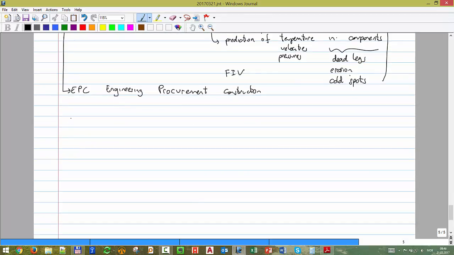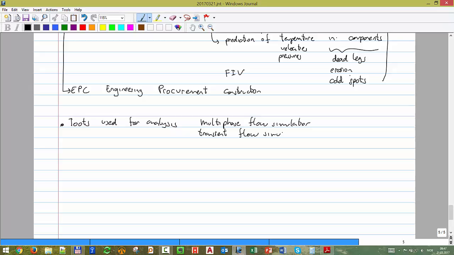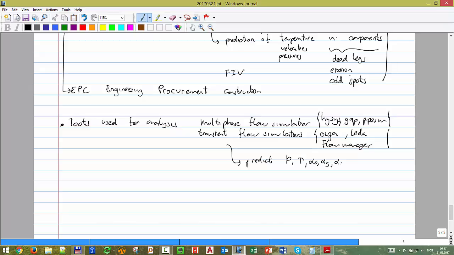Now, which kind of tools do we use for the analysis? Remember, basically we have multiphase flow simulators and also transient flow simulators. Here we can use HYSYS, we can also use GAP, we can use PipeSim, but if we want a more detailed study, we want to use OLGA, LEDA, or Flow Manager. Basically the main point is to predict pressure, temperature, and also volume fraction of oil, gas, and water along the pipe for different times.